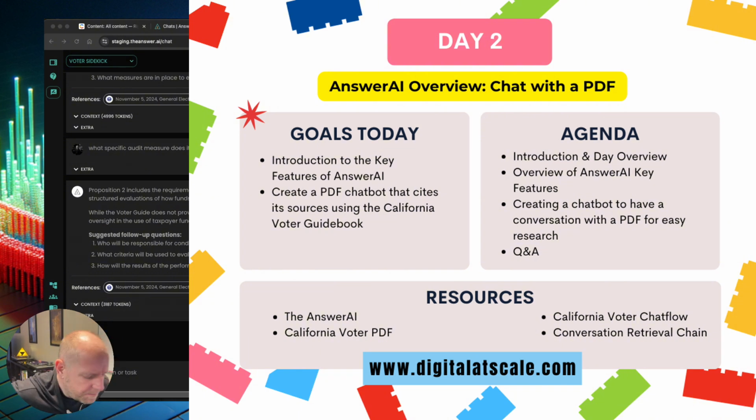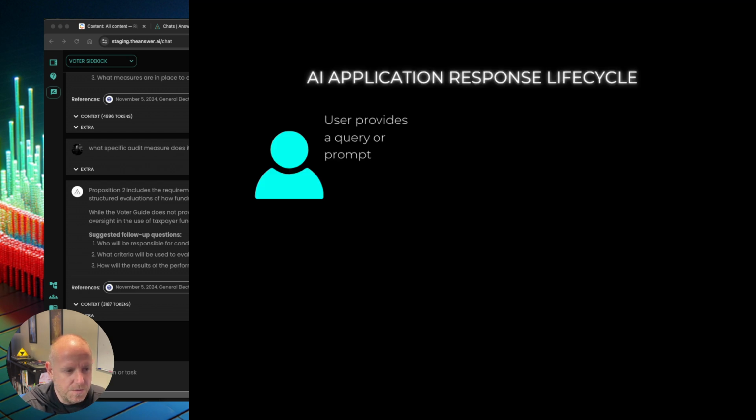So before we actually get into the specifics of how this works, you kind of need to understand how these systems work. When you actually ask a chatbot a question, what's happening behind the scenes? Basically, a user is going to provide some sort of query, a prompt, a question, some sort of thing that they want it to do.